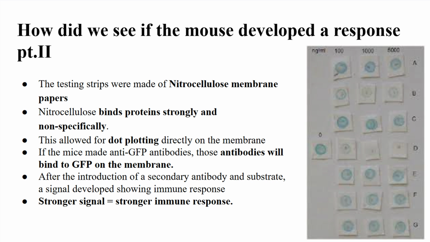Continuing on this idea, the testing strips were made of nitrocellulose membrane paper. Nitrocellulose binds protein strongly and non-specifically. This allowed for dot plotting directly on the membranes. If the mice made anti-GFP antibodies, these antibodies will bind to the GFP on the membrane. After the introduction of a secondary antibody and substrate, a signal develops showing an immune response. The stronger signal equals the stronger immune response.